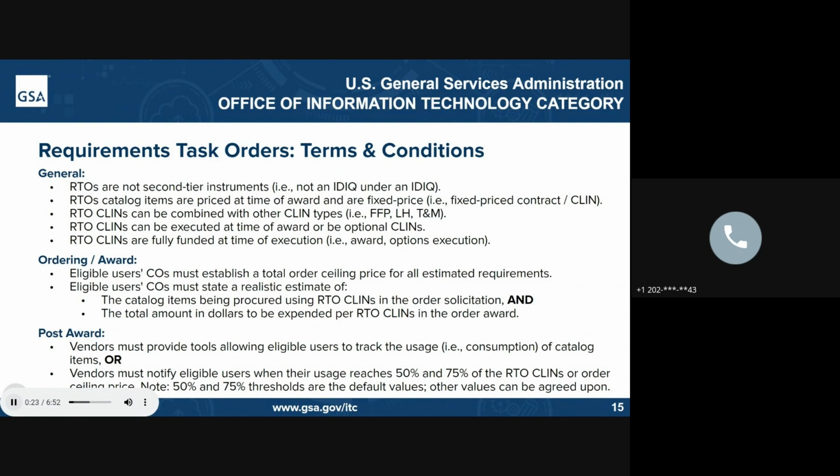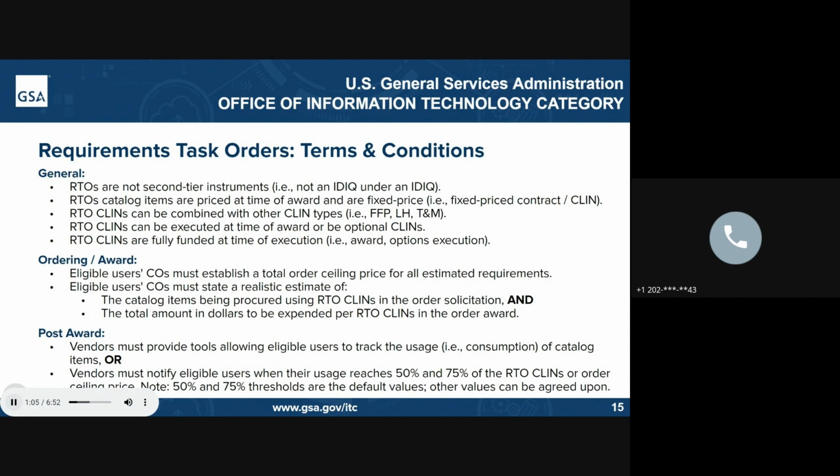And in this case, requirements task orders, the terms and conditions are not very complex. They're pretty straightforward. And so the rules of the road here are really almost as simple as a stoplight. In this case, the general rules are that requirements task orders are not second-tiered instruments. Even though it may appear like it's operating as an IDIQ under an IDIQ, a requirements task order is not a nested IDIQ. So you are good in respect to that FAR limitation. Requirement task orders are not an IDIQ under an IDIQ.